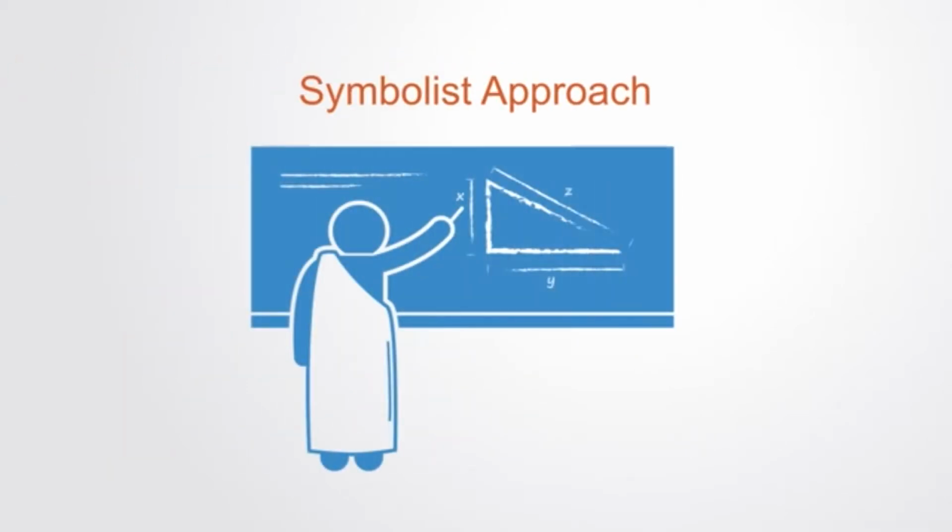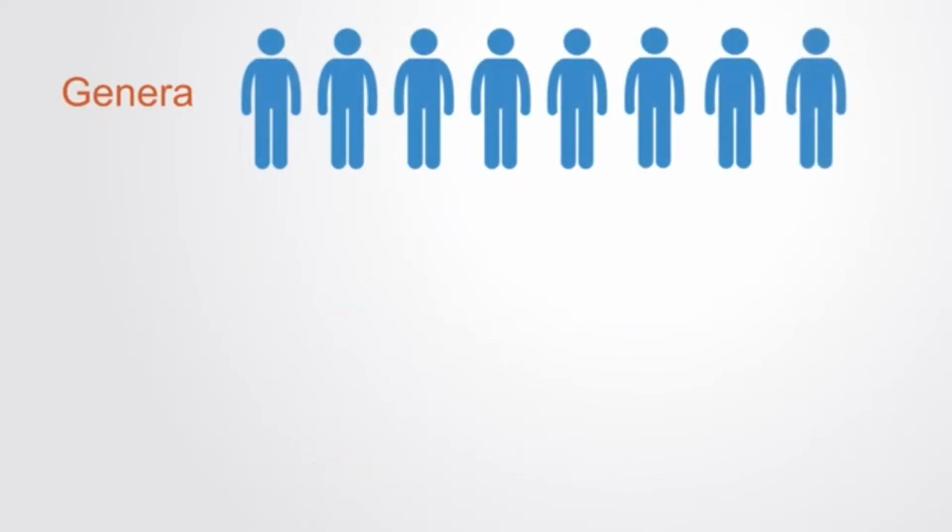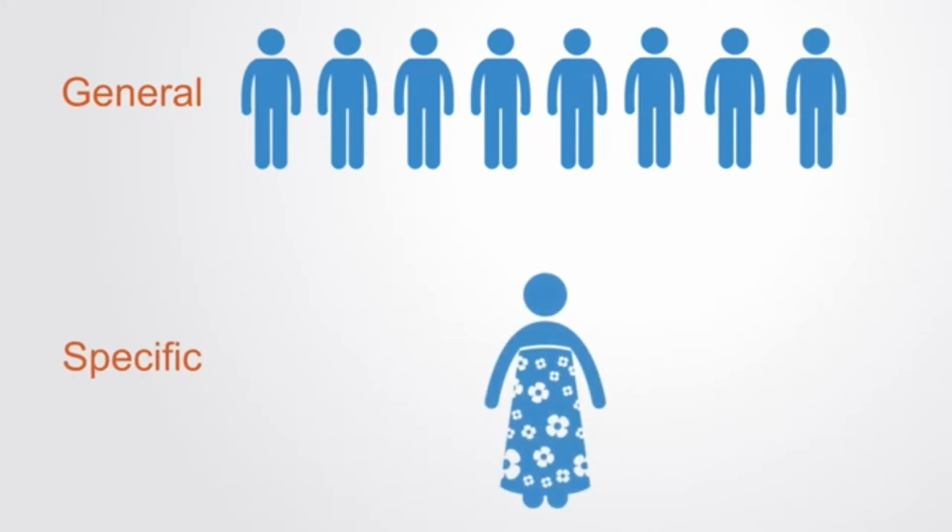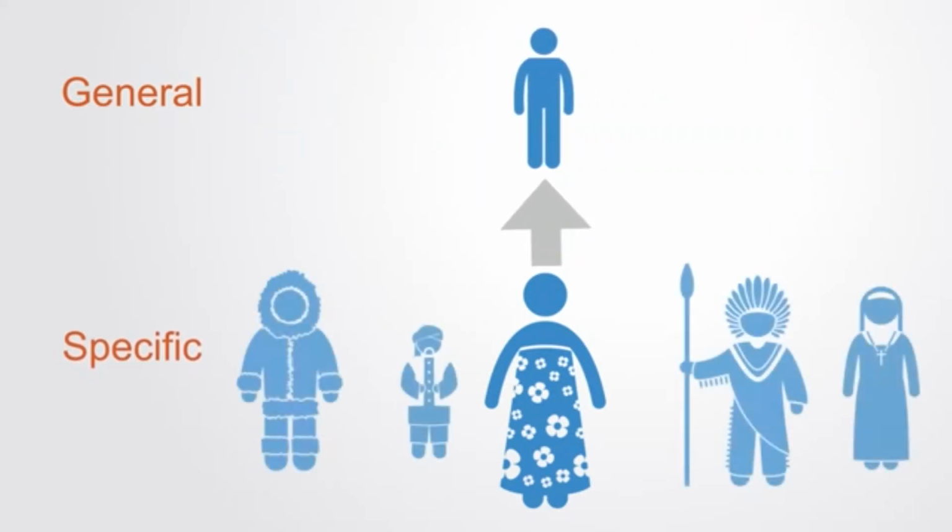The Symbolist Approach is said to operate on the basis of formal logic, and more specifically the premise of inverse deduction. The approach is to think of inductive learning as being the inverse of deduction. Deduction is going from general rules to specific facts. The opposite of that is called induction, which is going from specific facts to general rules.